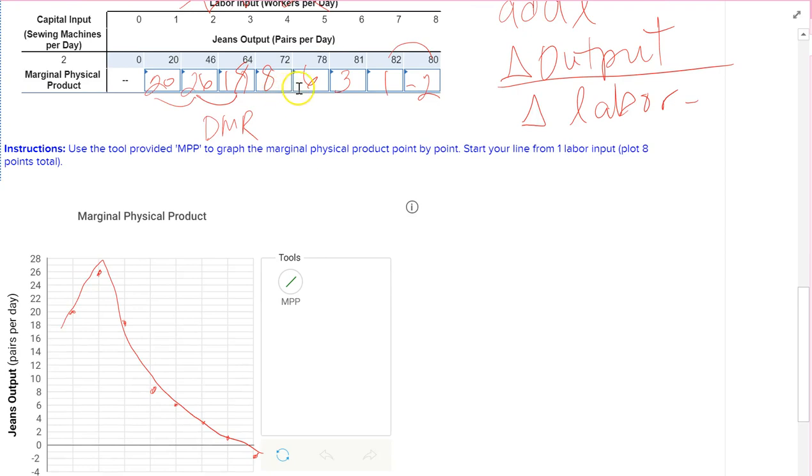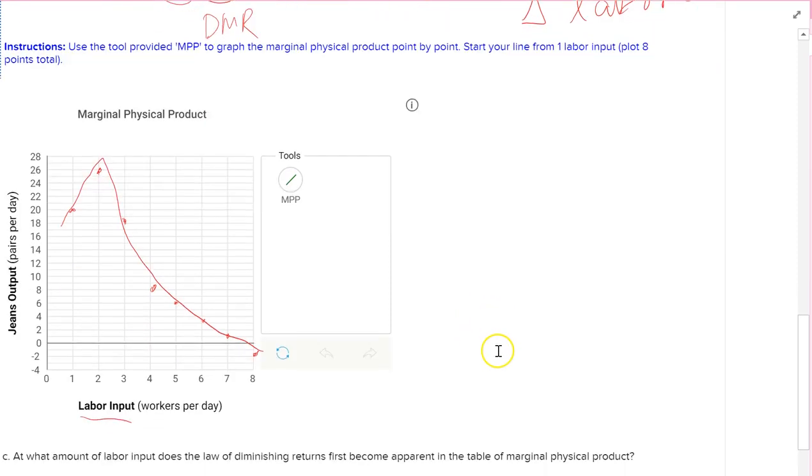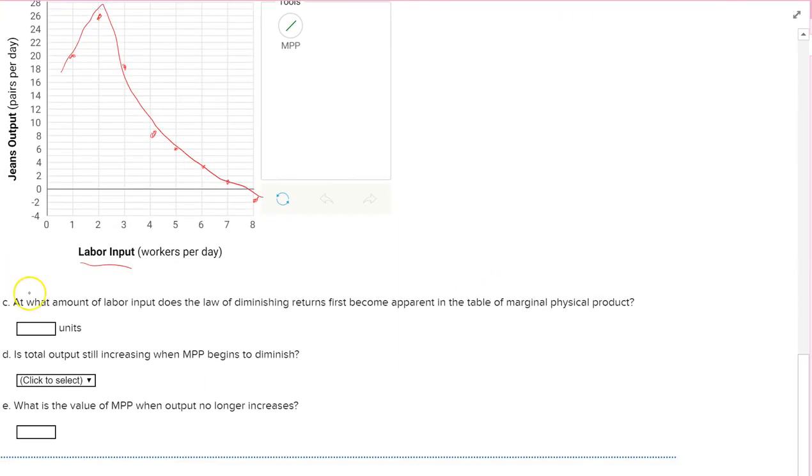And you'll notice that it continues to diminish. And it matches up with our graph. We have increasing marginal returns, then we have diminishing, and then at 0, we actually enter into negative marginal returns. So we start to experience them at 3 units of output. Is total output still increasing when marginal physical product begins to diminish? And this is a tough one. Total output is still increasing.